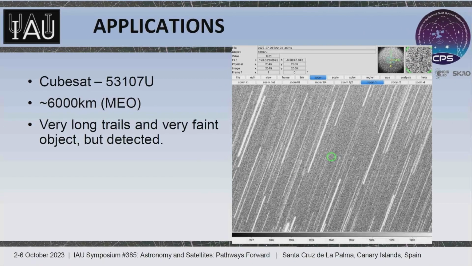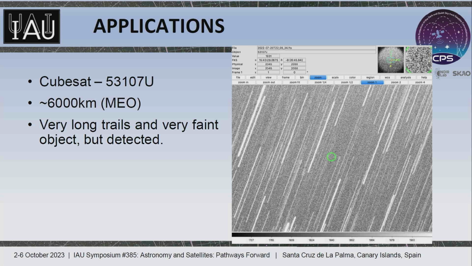So, all of this sounded very pretty, but what is the application of all of this, right? The first example that we can see is that we were able to detect this CubeSat that is in a MEO orbit. Obviously, if we want to see a CubeSat, we need exposure times that are high enough to actually get all these photons from the satellite.